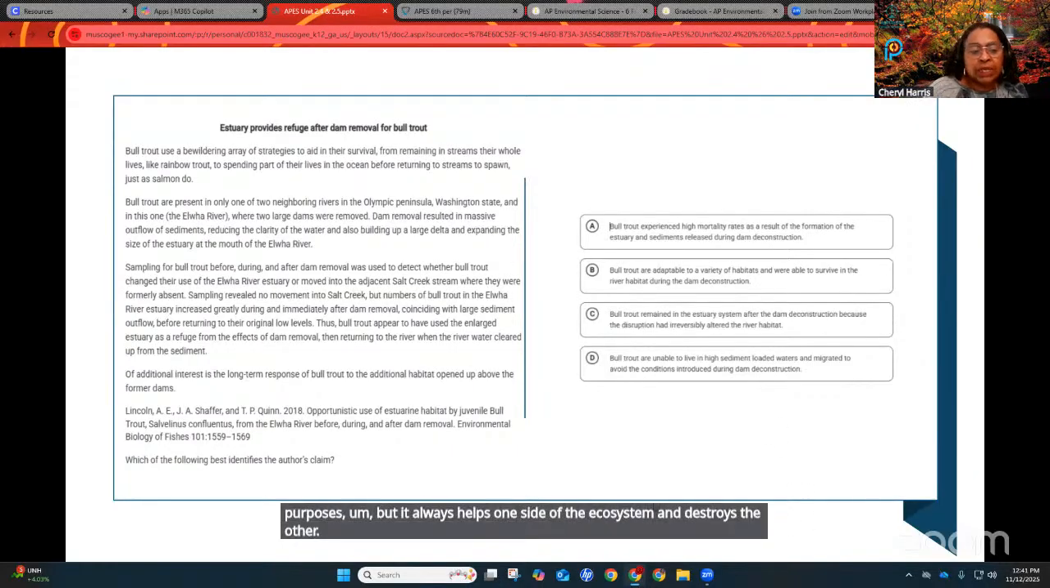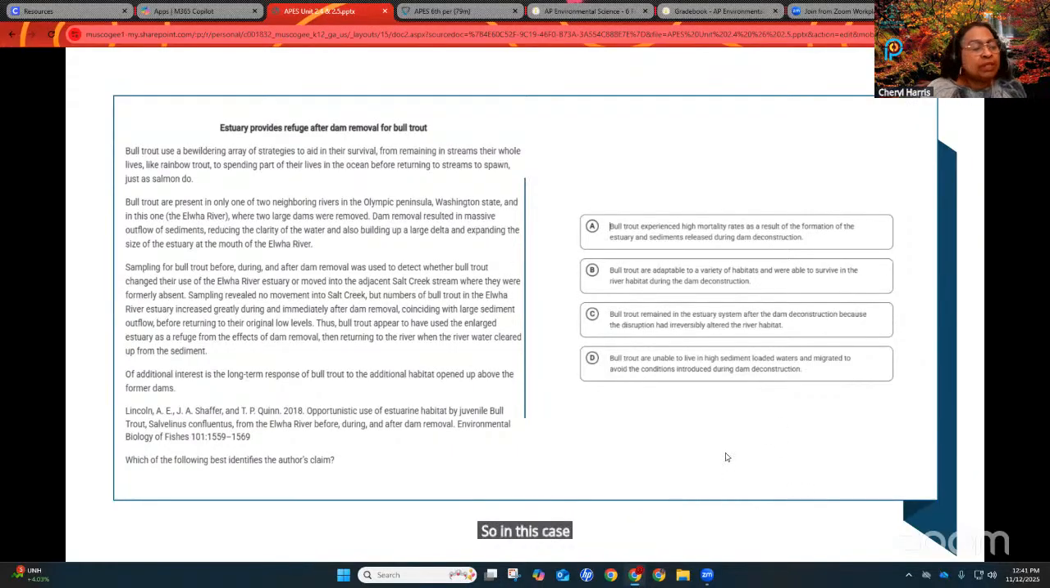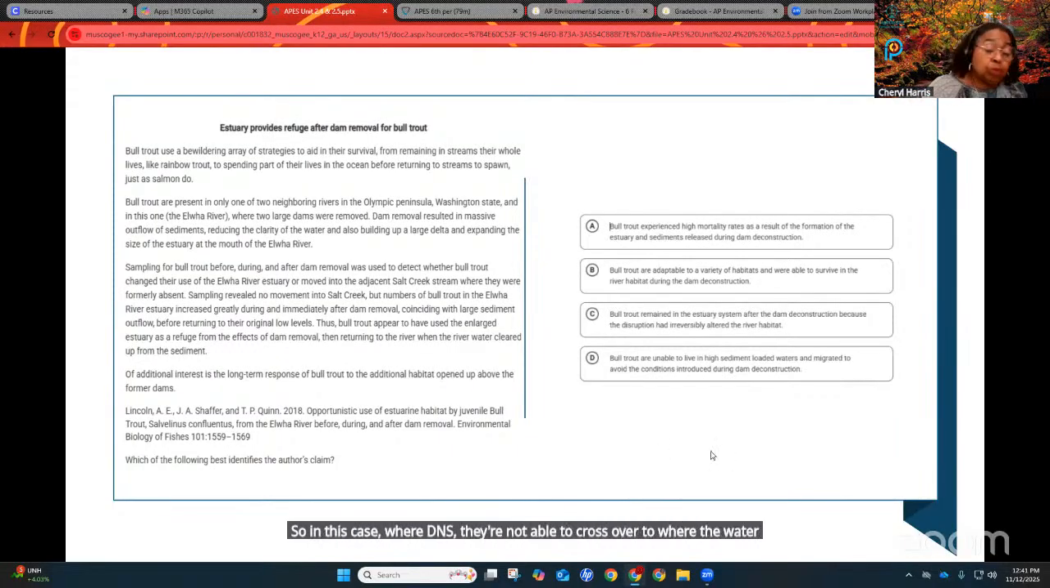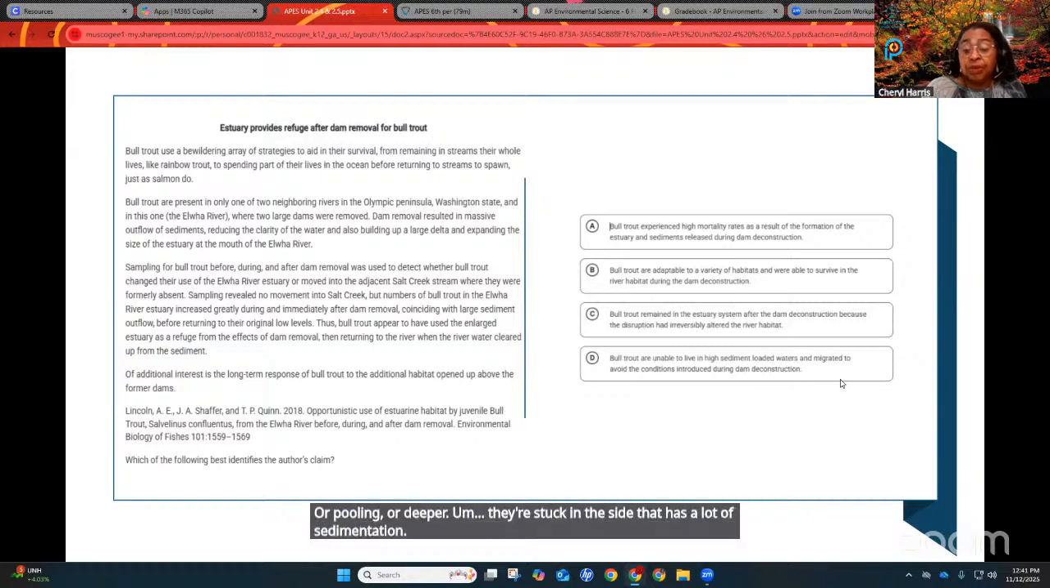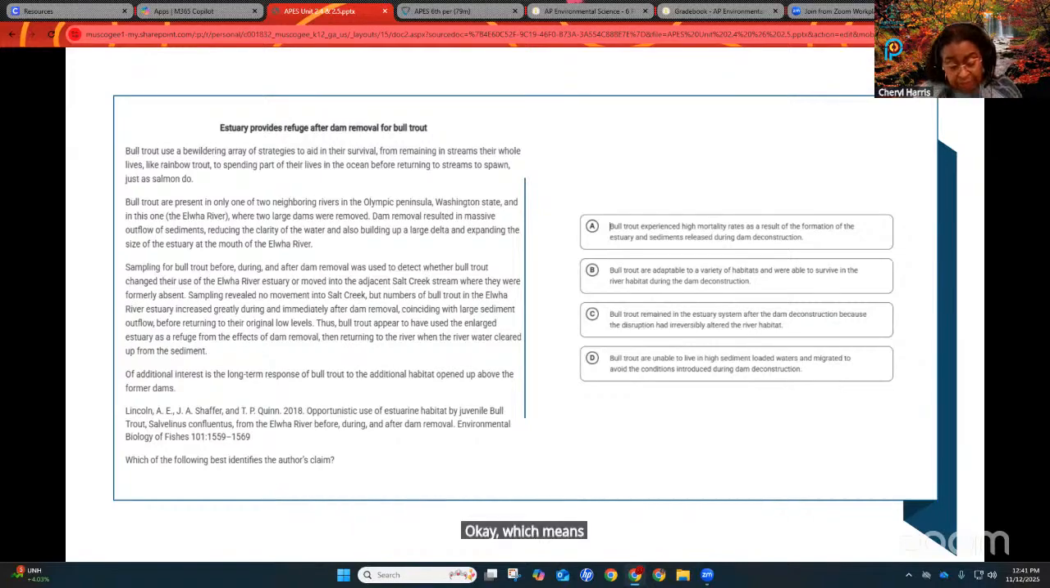So in this case, as they're not able to cross over to where the water is flowing or pooling or deeper, they're stuck in the side that has a lot of sedimentation. Which means if there's a lot of sediment, there's very little water. They can't spawn where they want to spawn. So they run into problems there.